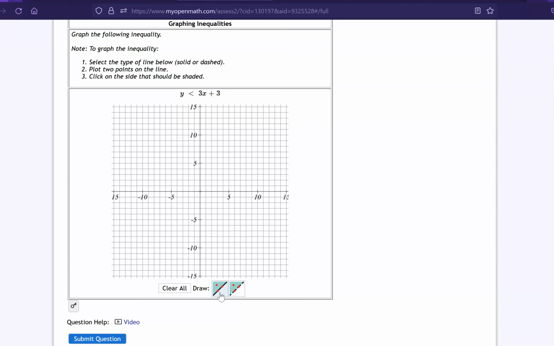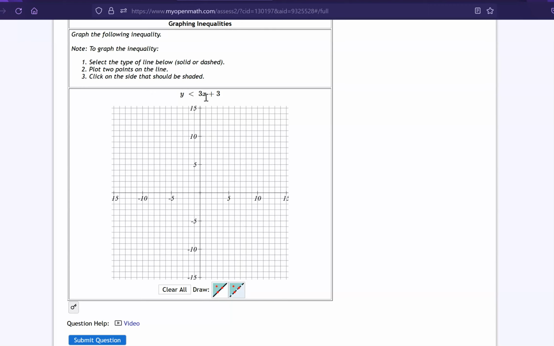The order for these is you're going to graph the line first, and then you're going to choose a region. So my equation here is y is less than 3x plus 3. It's a less than symbol, so I want to select that dashed line. And then 3x plus 3, so y-intercept at positive 3, and then a slope of 3. So I just need to grab a second dot. And then you just click above the line or below the line. We're doing less than, so I would click on the right-hand side to be below the line. So that's how you'd input a solution.